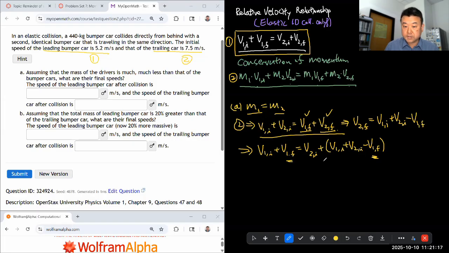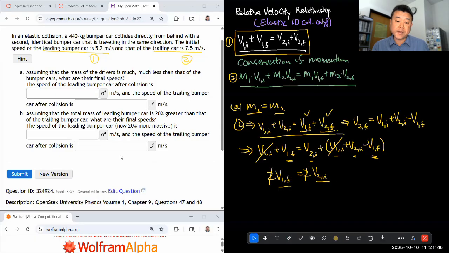Looking at this, I see that I have V1 initial on both sides, so I can cancel them out. Imagine subtracting it from both sides. On the right hand side, I have these 2 terms, so combining them, it becomes 2 V2 initial. And I can imagine moving V1 final over to the left hand side, combining with this, I get 2 V1 final. So the 2's cancel, and V1 final is equal to V2 initial.